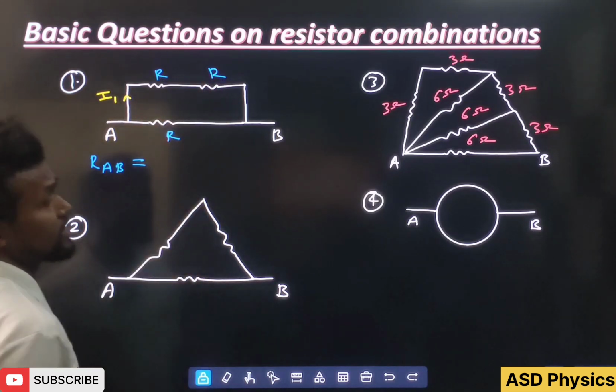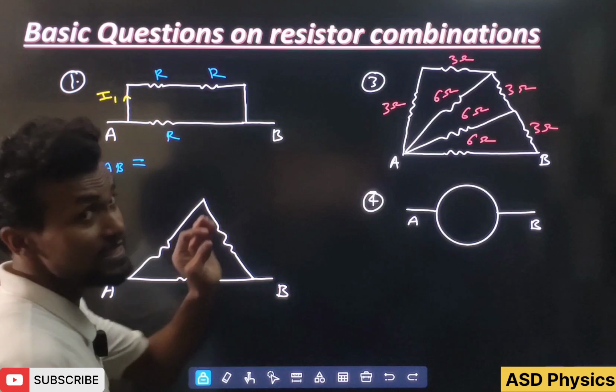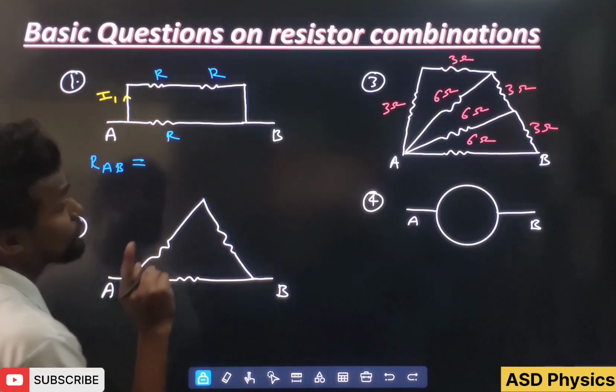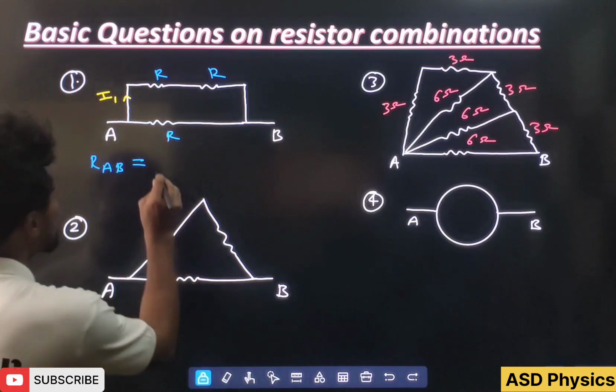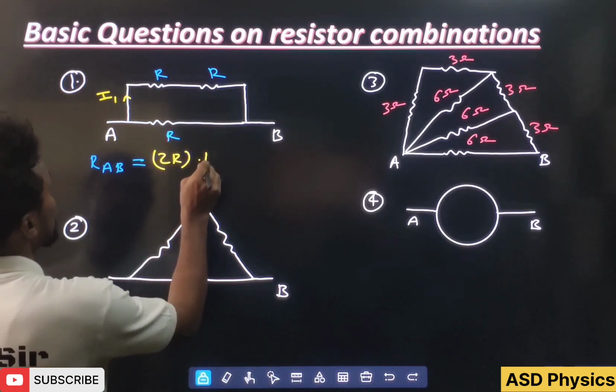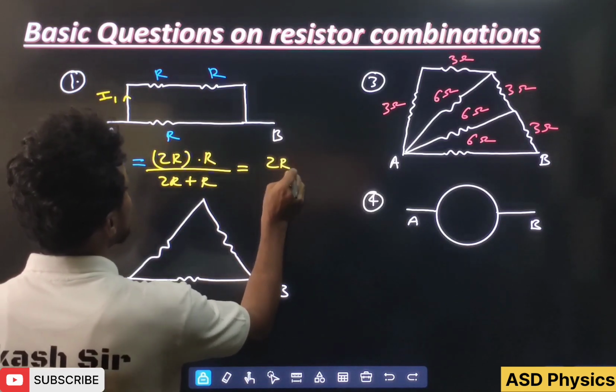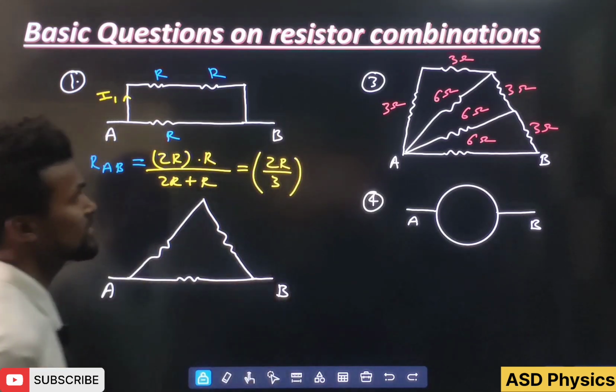That means these two resistances are in series. So R and R in series give 2R, then this 2R and this R are in parallel, so I can use the formula R1 R2 by R1 plus R2. Okay students, so here 2R into R by 2R plus R. So this will become 2R by 3. Okay, we are seeing just a basic thing.